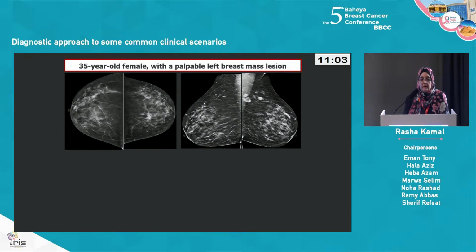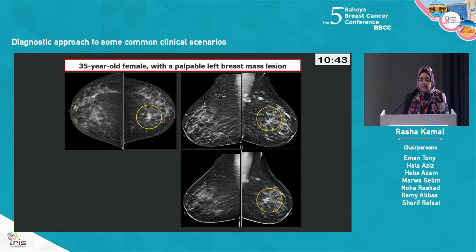This is an example which will show you that we used tomosynthesis and still we needed to perform a contrast mammography for this patient. She was a 35-year-old female with a palpable left breast mass lesion. Corresponding to the area of clinical concern, there was this spiculated mass lesion. We performed a tomosynthesis, and on tomosynthesis, the lesion appeared more spiculated, and it appeared more like a mass lesion than just a focal asymmetry.